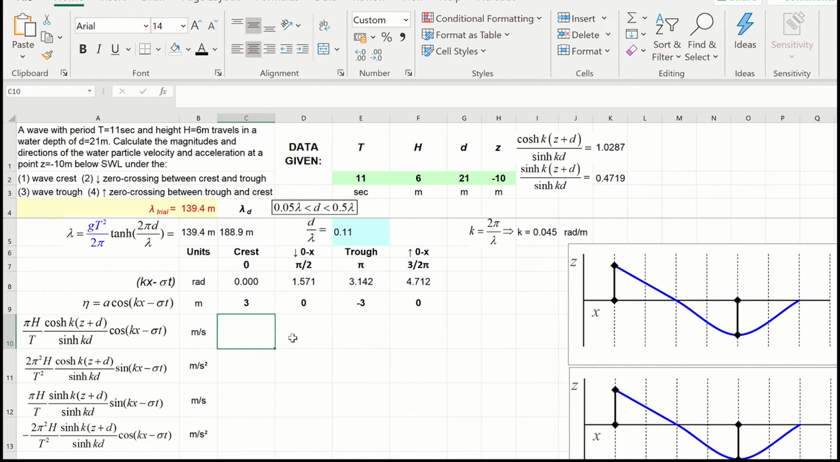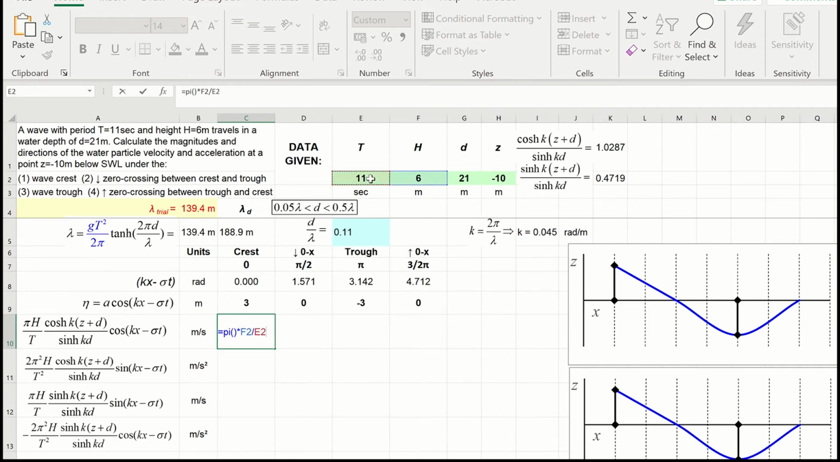As soon as I calculate the values, those values will be shown on the graph on the right. I'll start with horizontal velocity, so equal pi multiplied by wave height, which is 6 meters, divided by wave period, 11 seconds, and now multiply by the ratio hyperbolic cosine to hyperbolic sine, which I will be reading from this cell, and also multiply by cosine of kx minus sigma t, which I will be reading from the row I calculated, which is row 8, and close the bracket.